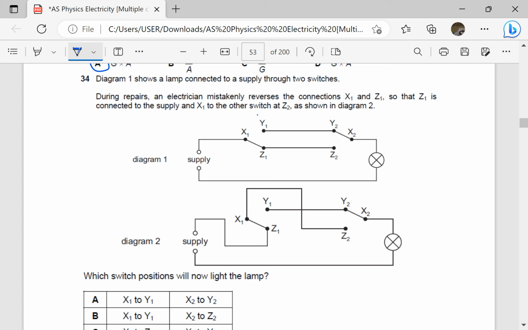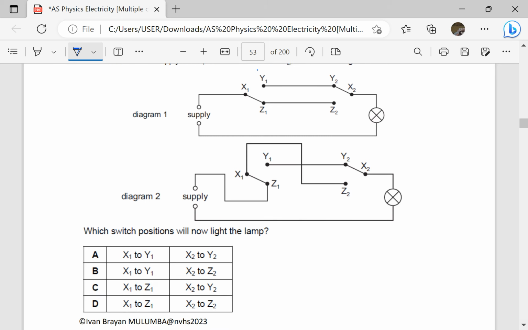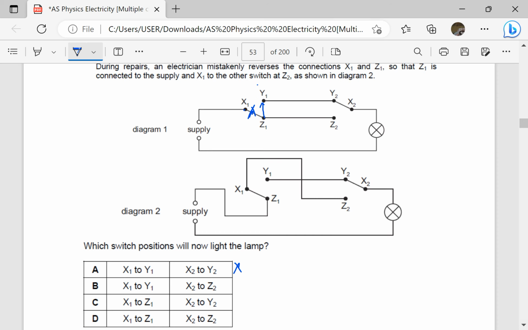So the switches that we have here are Z1 and Z2. Let's do some inspection. Which switch positions will now light the lamp? Suppose X1 is put to Y1. So we bring X1 here. It means we are opening the power supply. There will be no energy supply, so this is automatically wrong. X1 to Y1 is still the same thing. This part will be open. It means this will not work.